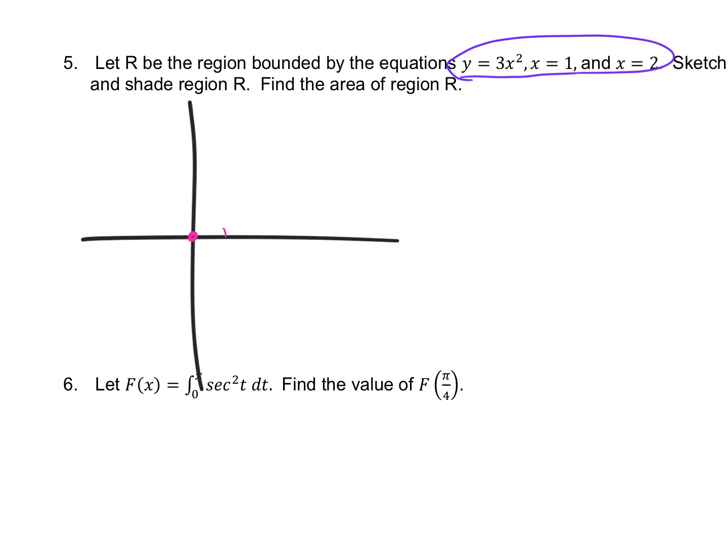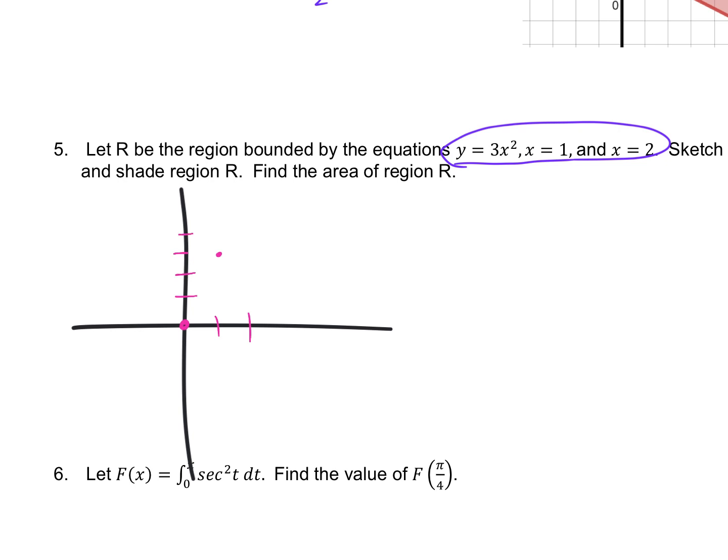So at 1, what would be the y value of that? 3. And at 2, would be 12. Yes? So I've clearly given myself plenty of space for this. And we'll keep going. 5, 6, 7, 8, 9, 10, 11, 12. There we go. All right, so my 3x squared is a parabola that looks something like that. We don't really need the left-hand side, but you could draw it if you wanted to. Very much bothers me when it doesn't look right.